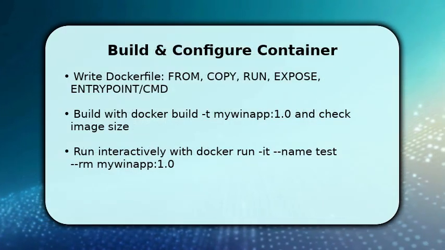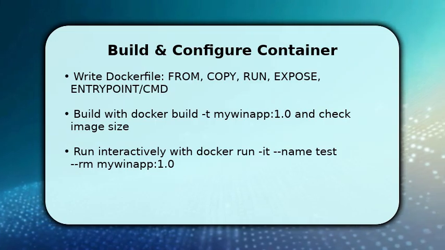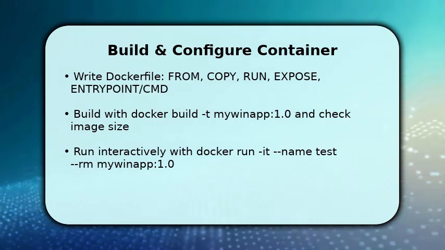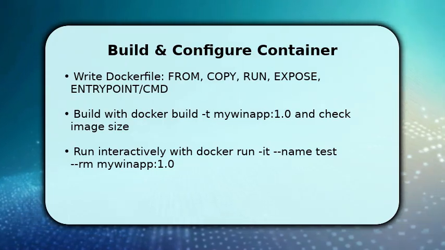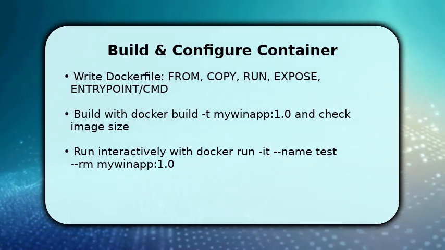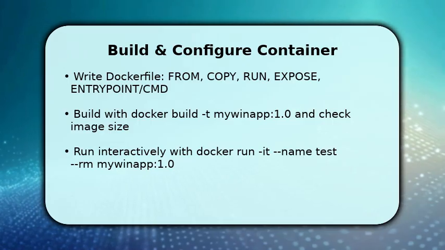Start by writing a Dockerfile that uses your pulled base image. Include COPY for assets, RUN for installs, and an ENTRYPOINT or CMD for startup. Once done, run docker build with a tag and watch the layers to keep images small.